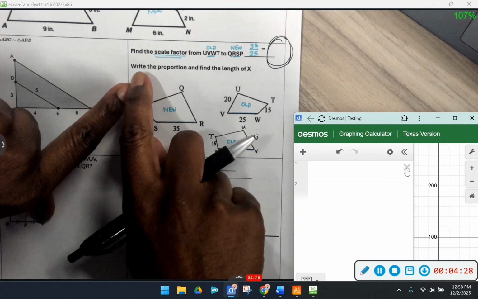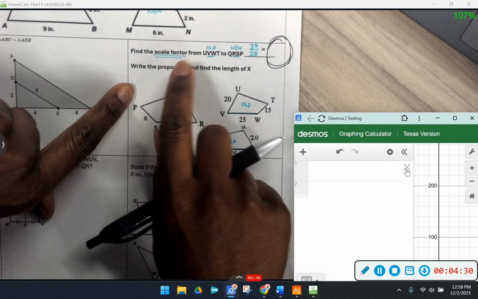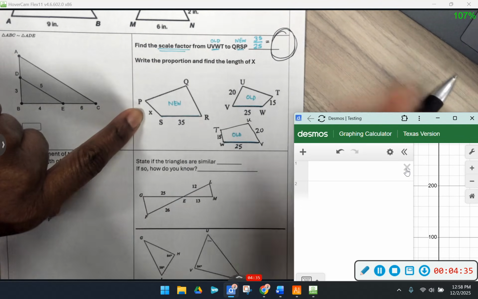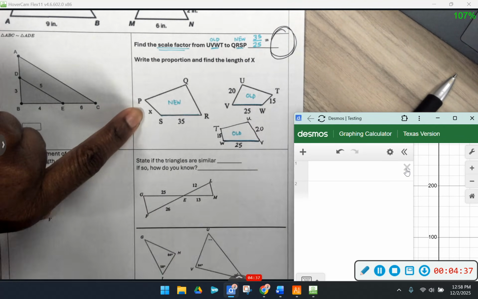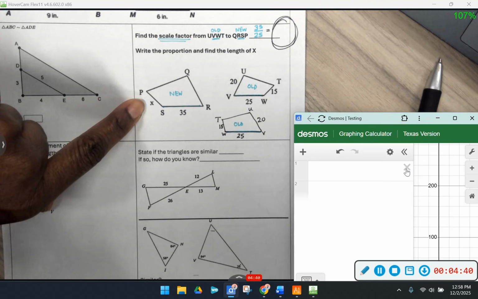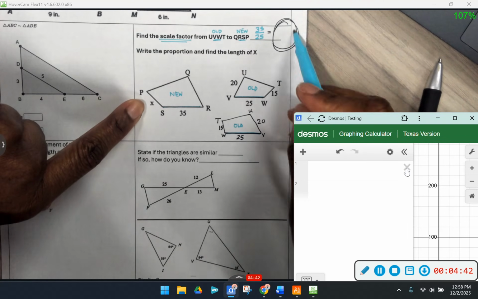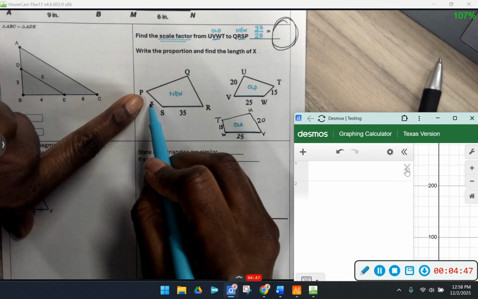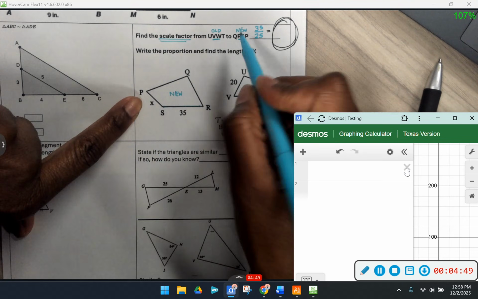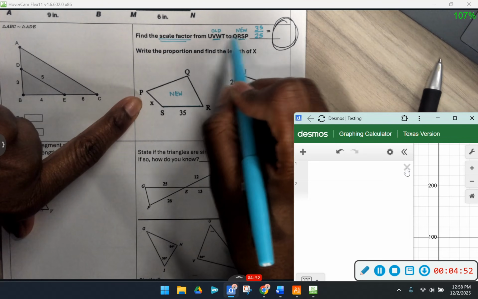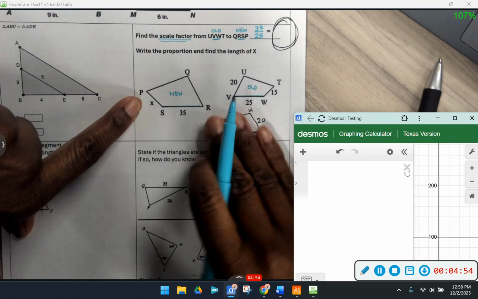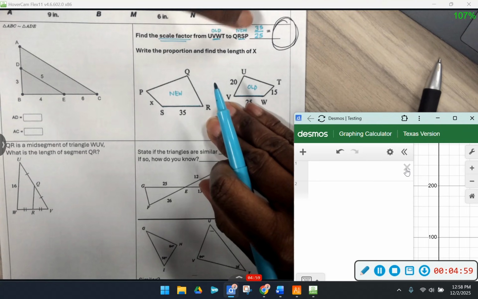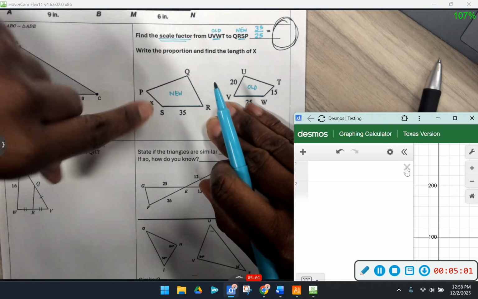However, it also says write the proportion and find the length of X. So we do need to find X. In order to find X, you got to set up a proportion. Remember, if you need to pause the video in between time, pause it so you can take care of things like this and then move on. Okay. So to find X, I'm going to line up my PS. Remember, PS goes with TW. So even if you didn't rewrite it, use the order up here to help you know that P, S, and TW go together.